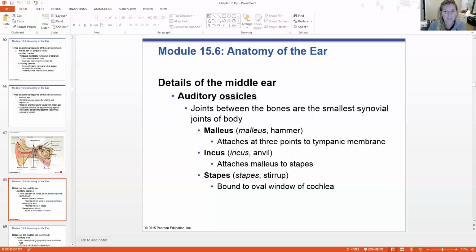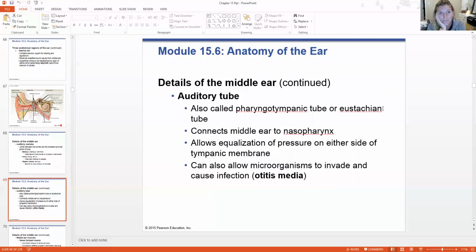Malleus, incus, and stapes. How come I just forgot how to say it all of a sudden? Sometimes I go crazy. All right, as I'm just talking to myself here.